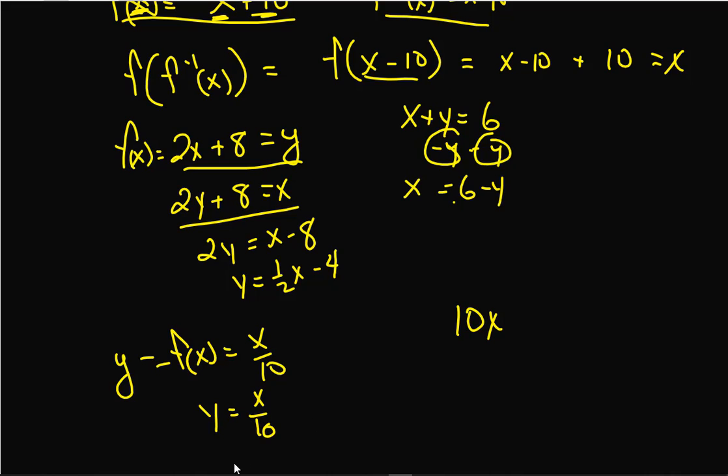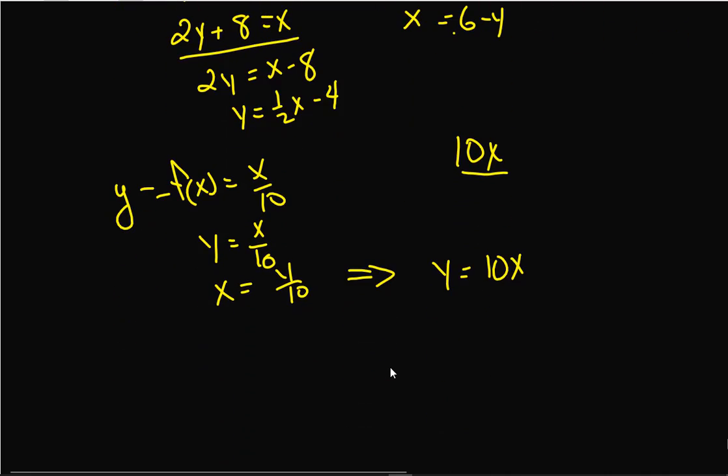So if you switch x and y, what do you get? You get x equals y over 10. Now solve for y, and you get what? Y equals 10x. So that's what we thought. If we start out with x over 10, the inverse was 10x. And that's what we found here. So that's just a little trick to find inverses. You switch x and y and then solve for y.